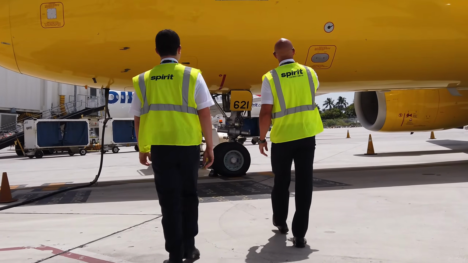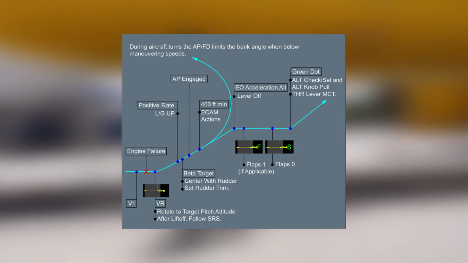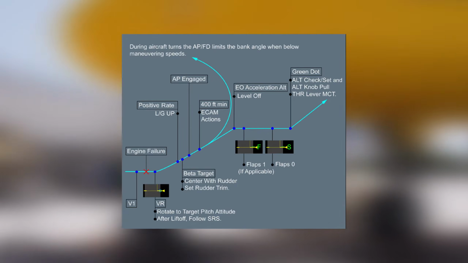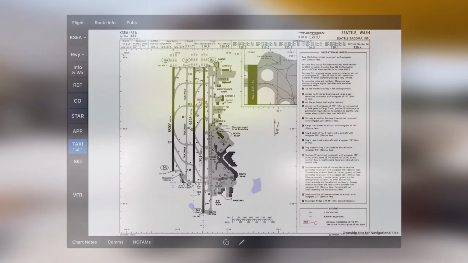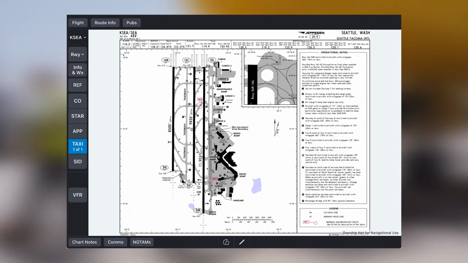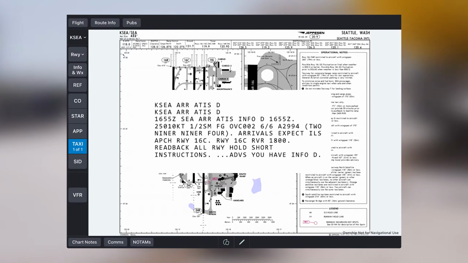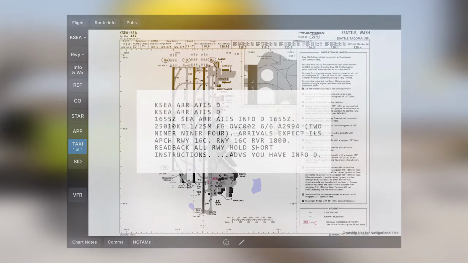This engine failure after V1 tutorial will be expansive and include pauses in between important sections to highlight considerations for that section. Before we begin with our scenario, let's set the scene. Today we are departing from Seattle-Tacoma International Airport, runway 16 center. Current visibility on departure is 1800 RVR, as opposed to our traditional validation scenario of 500 RVR.